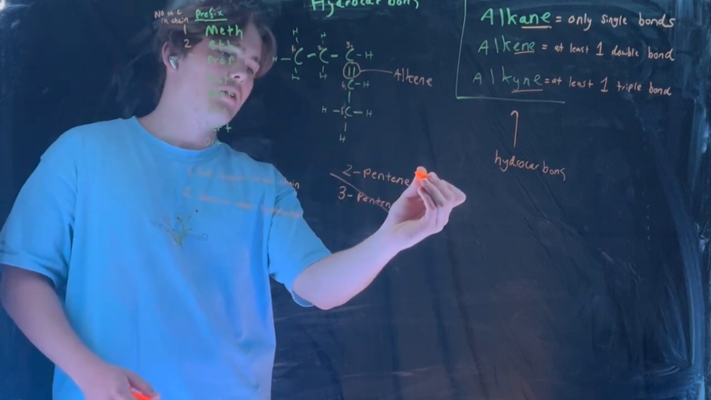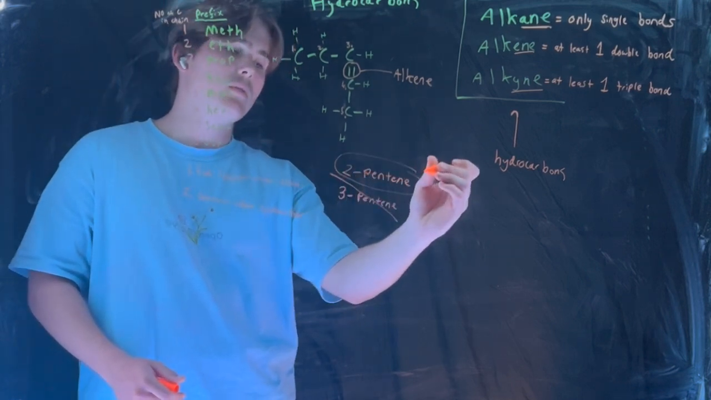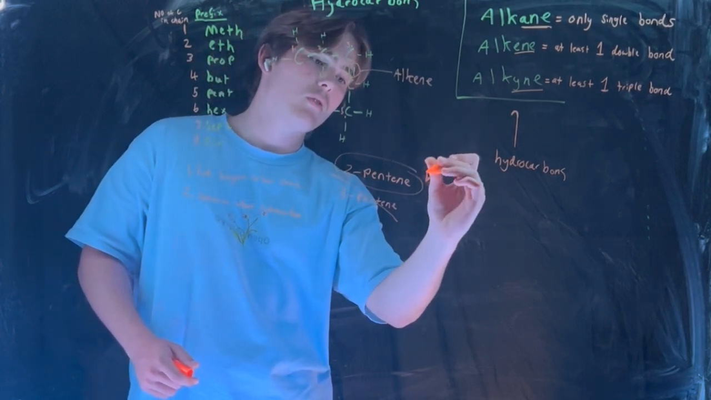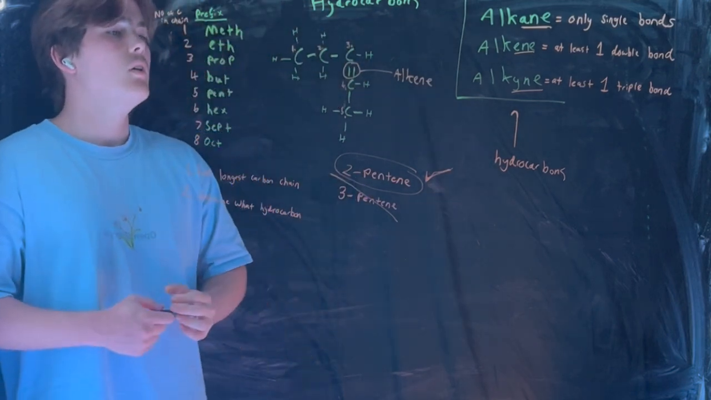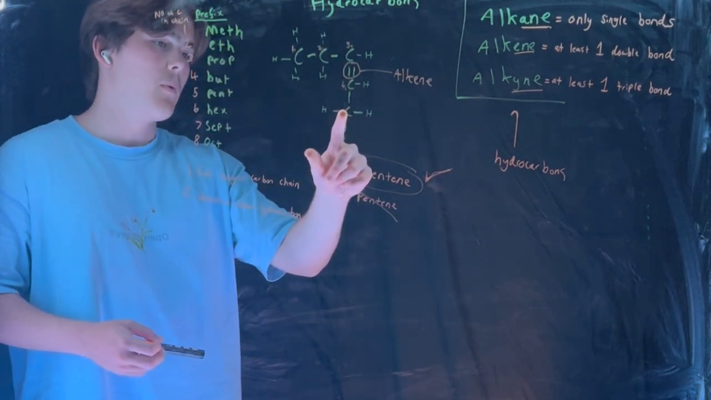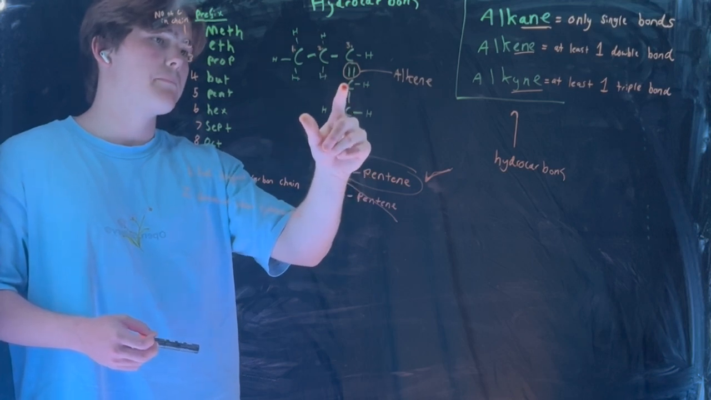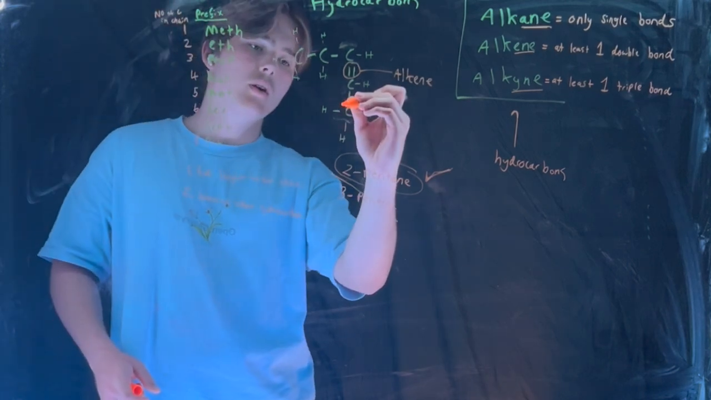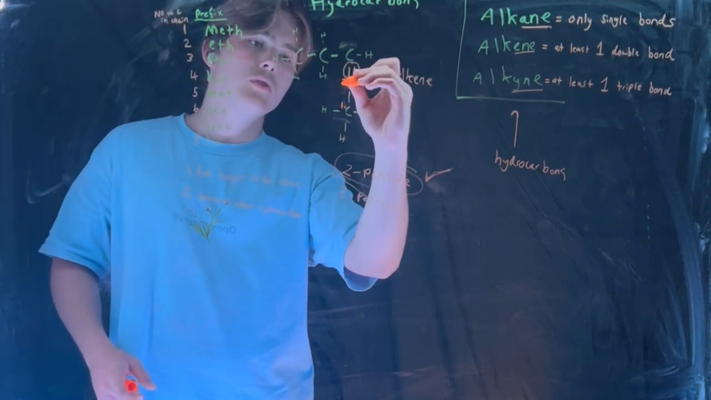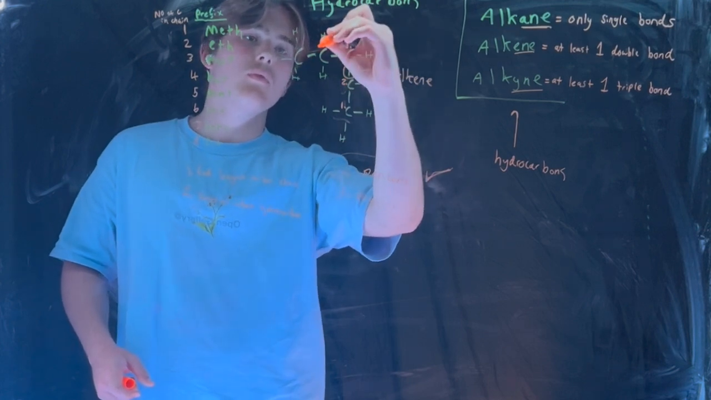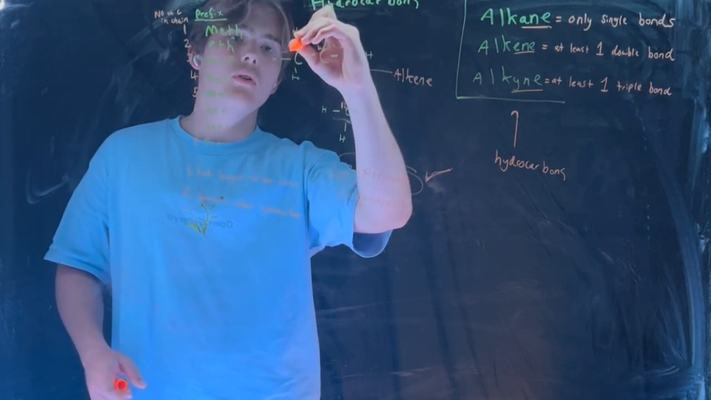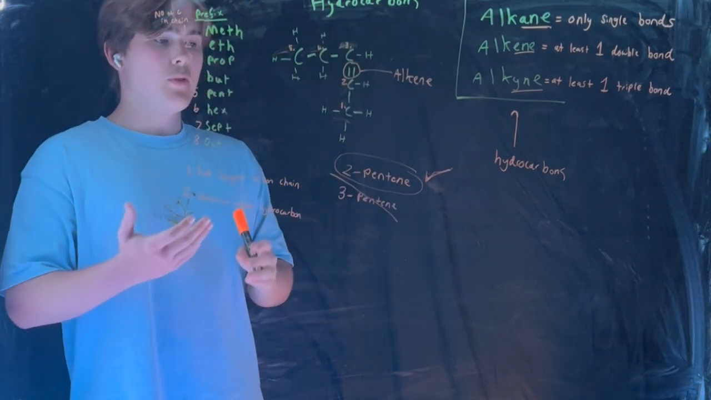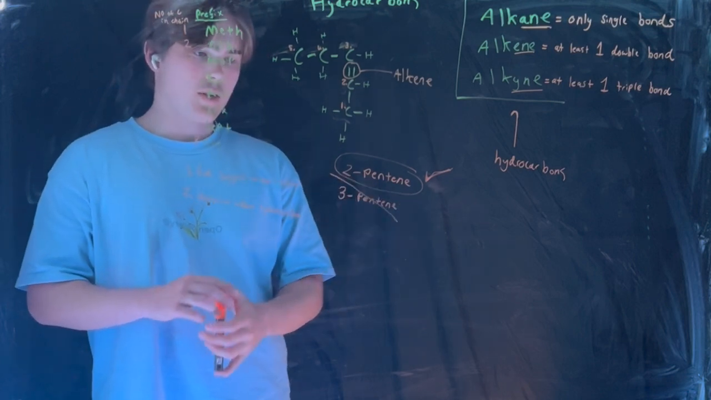So this one here, 2-pentene, that one is the correct one, okay? 2-pentene. So if we label them the other way, we actually need to go 1, 2, 3, 4, 5, because then we have 2-pentene instead of 3-pentene, therefore 2-pentene is correct.